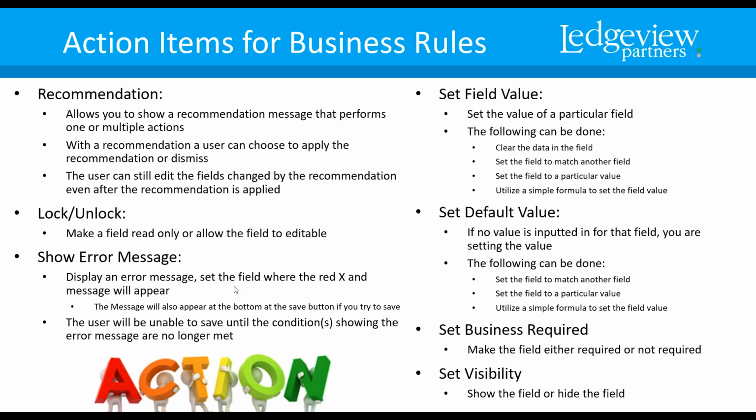Set default value. So this is basically if no value is inputted for that field, you're setting the value. You could do everything you can do in the set field value section except clear that field, because at that point it's not a default value. Set business required. Huge. You're essentially saying if these conditions are met, you have to fill this field out. Set visibility. If these conditions are met, show this field or hide this field.